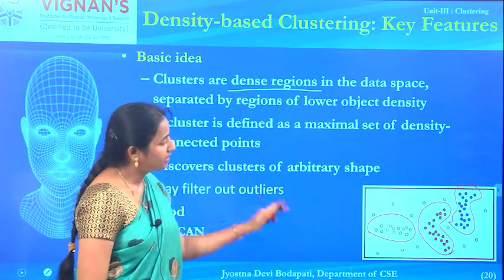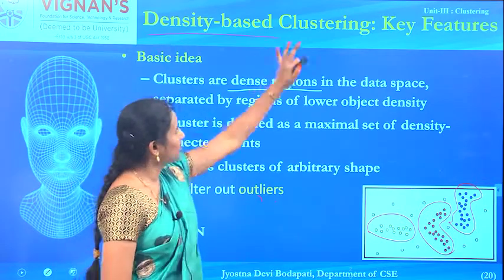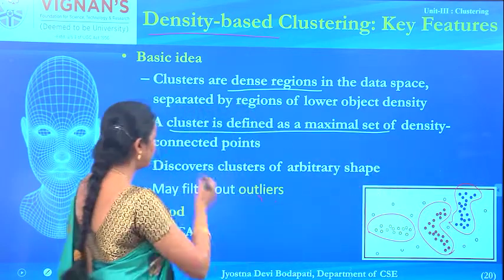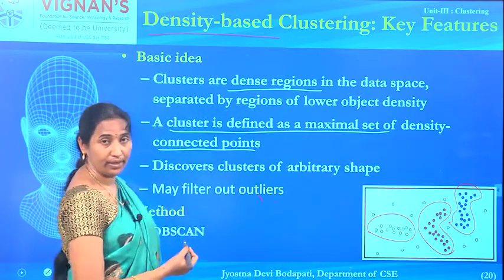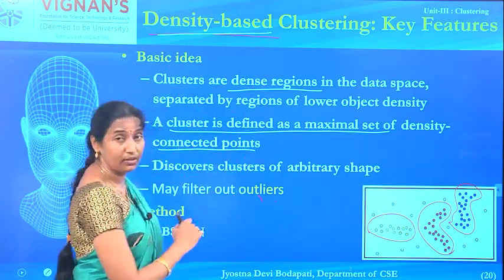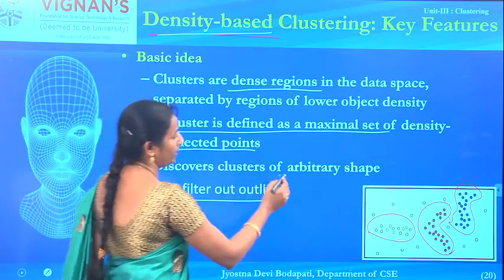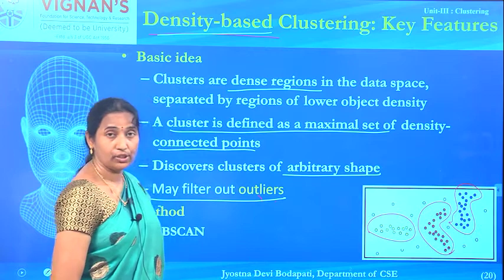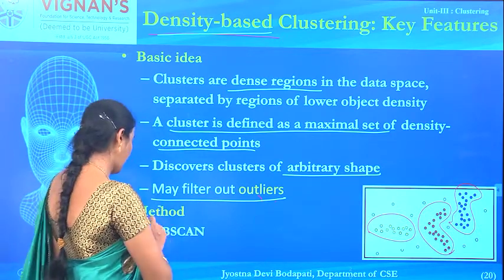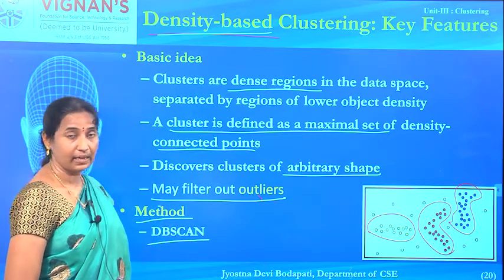To deal with this kind of arbitrarily shaped clusters, density-based clustering is used, and a cluster is defined as a maximal set of densely connected points. That is how a cluster is defined in density-based clustering algorithms, and it can deal very well with outliers and with arbitrarily shaped clusters. The method that supports this density-based clustering is the DBSCAN algorithm.